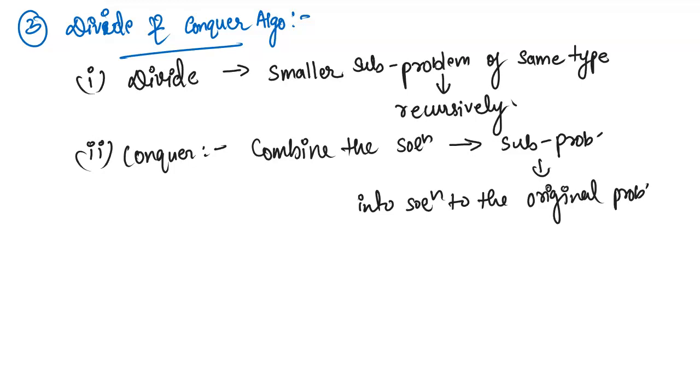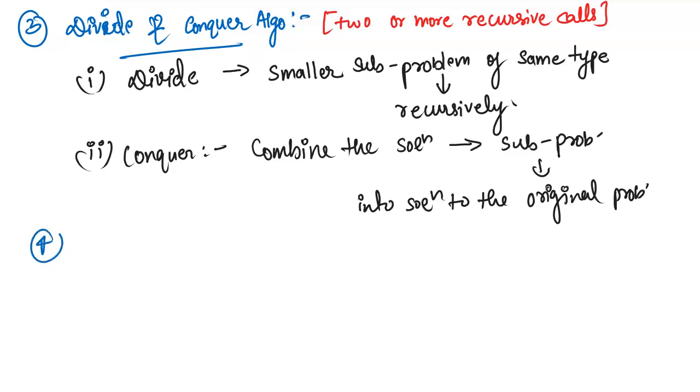Traditionally, an algorithm is only called divide and conquer if it contains two or more recursive calls. Most importantly, only then can it be called a divide and conquer algorithm.